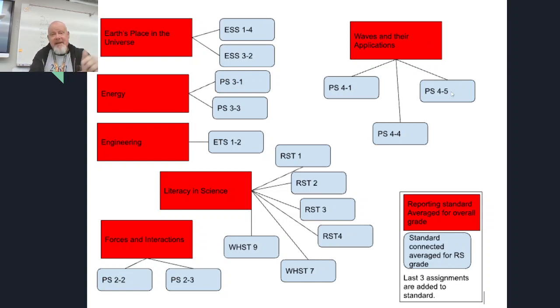So that said, when a student asks me, what's the one assignment that I can do to get my grade up? That's not a question I can easily answer, because one assignment might have hit this standard and this standard and this standard and this standard, and it would affect your grade different ways. So that's not something I can answer right off the top of my head.